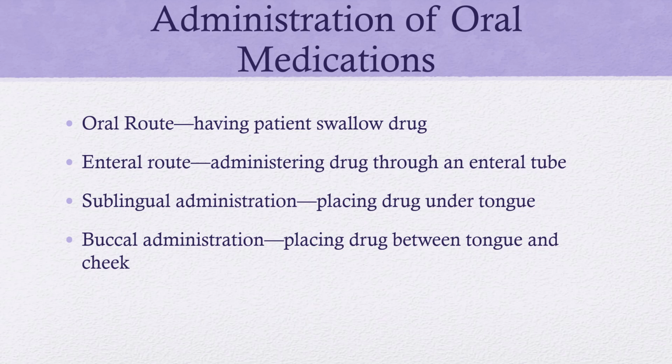So oral route is having that patient swallow the drug, right? It goes in their mouth and they swallow it. Enteral route can also be a form of oral, but we're administering that drug through an enteral tube, right? We talked about NG tubes, NJ tubes, G tubes, right? It's going to their belly. It's just going in an enteral route. Sublingual is placing it right underneath the tongue, and buccal is placing that between the tongue and the cheek. All different ways of administering oral medications.